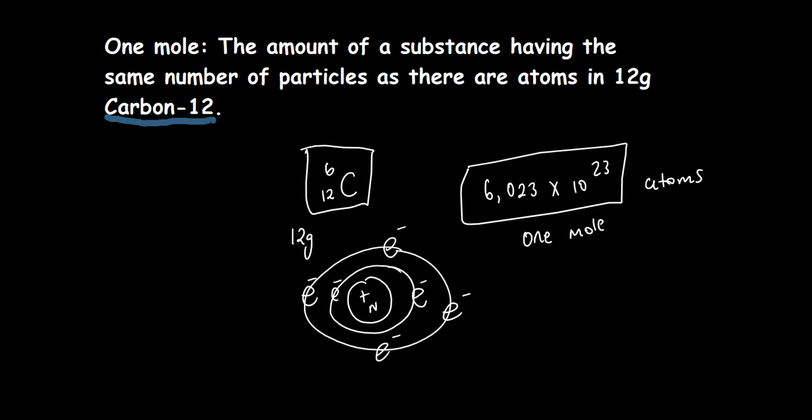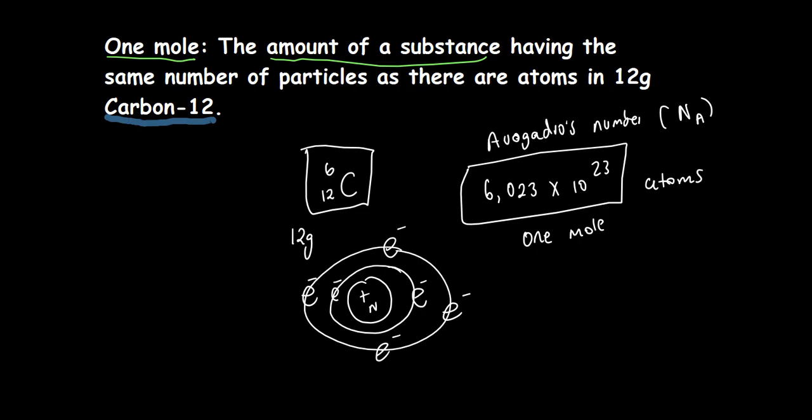So that's why we call this Avogadro's number, and it's a constant, so it's written as Na. When you say 1 mole of something, you are saying it is the amount of a substance that has the same number of particles as the number of atoms in 12 grams of carbon 12.